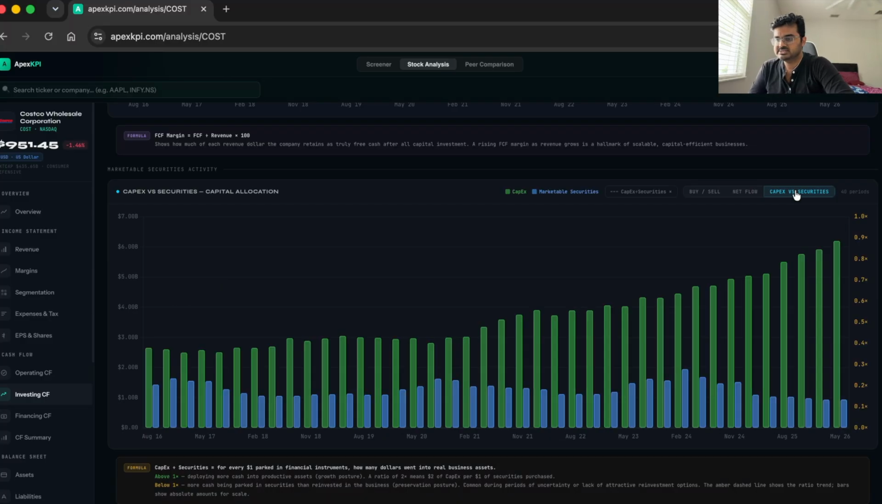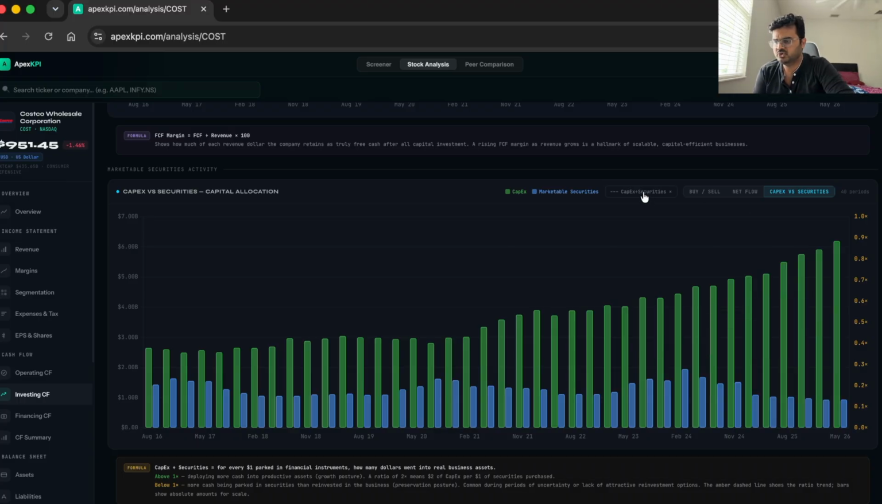Then the next one I would like to understand is capex versus security. That is, how much the business is spending in expanding their business, that is opening new stores in the Costco case, versus putting the money in a safe asset like treasury bills and treasury bonds. So in this case, for the most recent quarter, the capital expenditure is $6.19 billion, and the amount they spent on security is 935 million. That is, they are spending 87% of the money in capex, and only 13% of money is invested in security. This shows that the business is keen on expanding their business rather than just putting their cash in a safe asset.